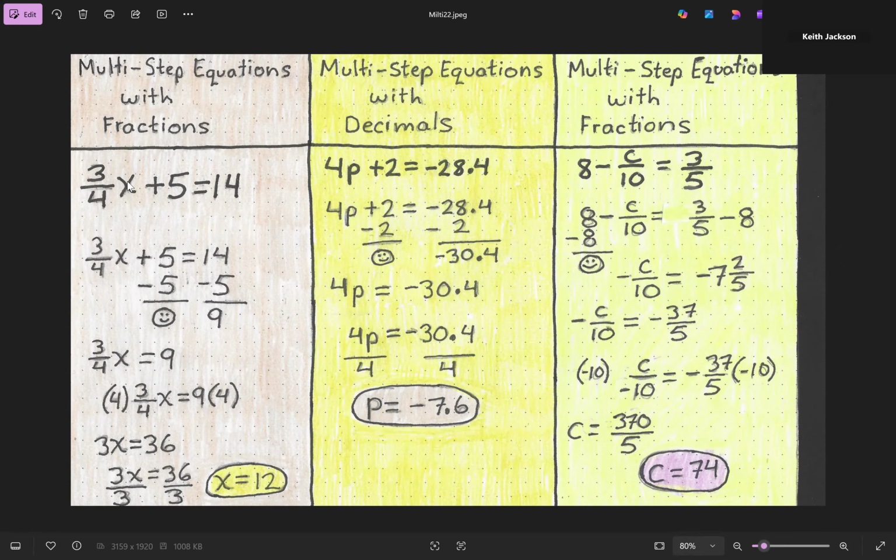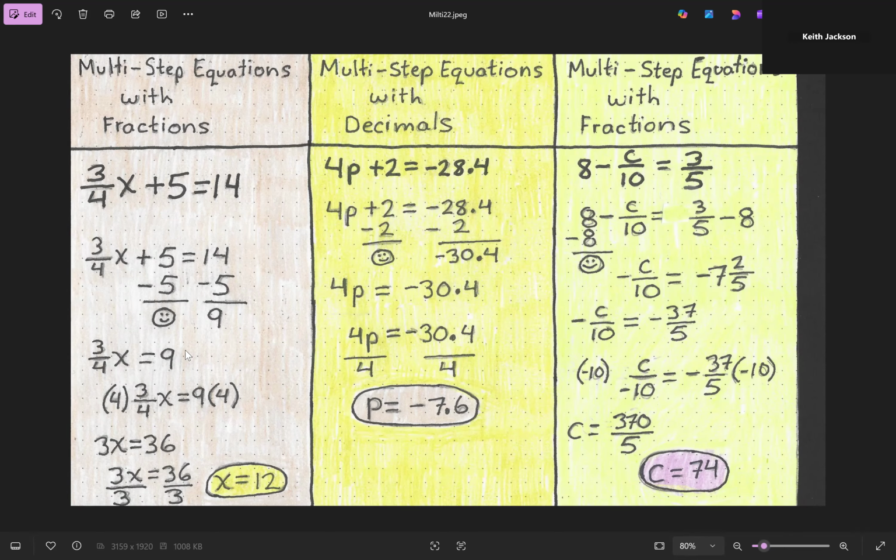And let's go ahead and get started with this one by subtracting 5 from both sides of the equation, because what you want to do is get a happy face 0 on the same side as the variable. In this case, it's 3/4 x that we're working on isolating. And so when we do that, we know that 5 minus 5 will give us 0, and 14 minus 5 will give us 9. And so now we have a situation in which we have 3/4 x is equal to 9.